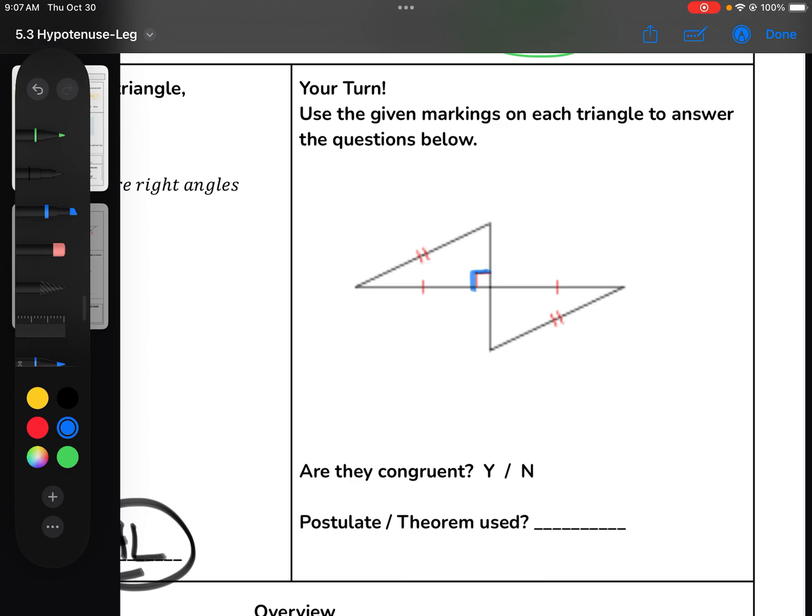So looking here, I have a right angle. Due to the vertical angles theorem or opposite angles, those two angles are congruent to each other. The right angle here is the hypotenuse angle, or the hypotenuse across from the right angle rather. The hypotenuse across from the right angle is congruent to the other hypotenuse. We also have this leg is congruent to this leg. Since we have a hypotenuse and a leg, this is HL congruency.